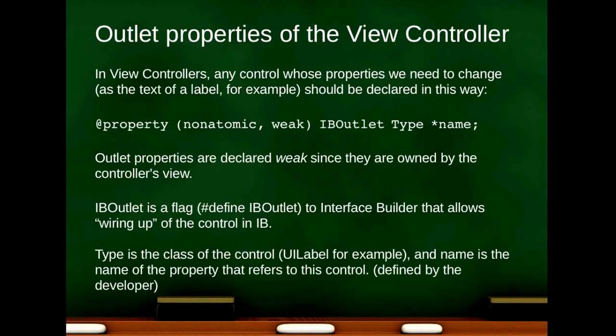Type is the class of the control, like a UILabel or a UISegmentedControl or even a UIView that's a subview of the main view. So type is the class of the control, the class name of the control. And name is the name of the property that refers to the control. And this name is given to that property by the developer.